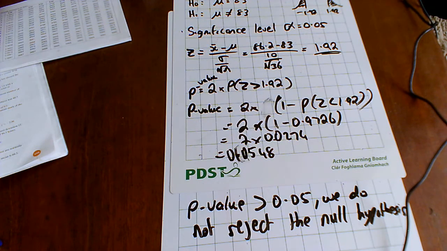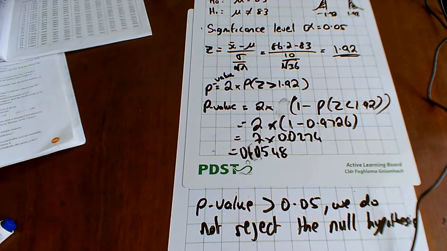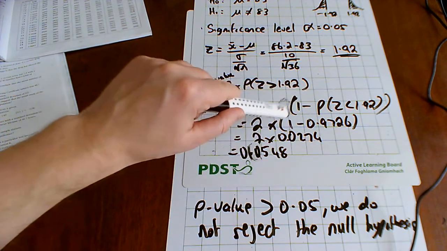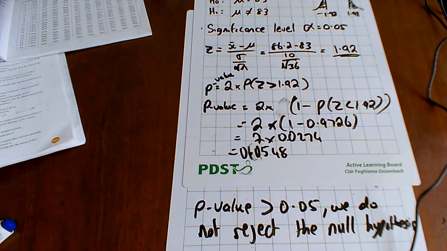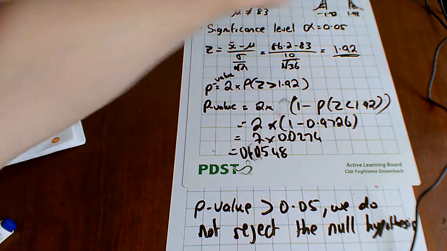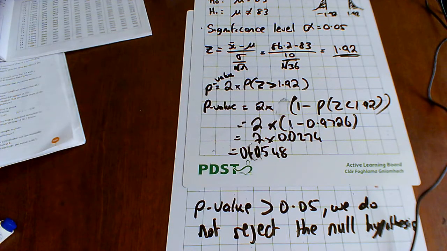Okay, so it's not that much more difficult. It's always this way. It's always going to be 1 minus the probability that's less than your z-score, because that's how we find it from our tables.